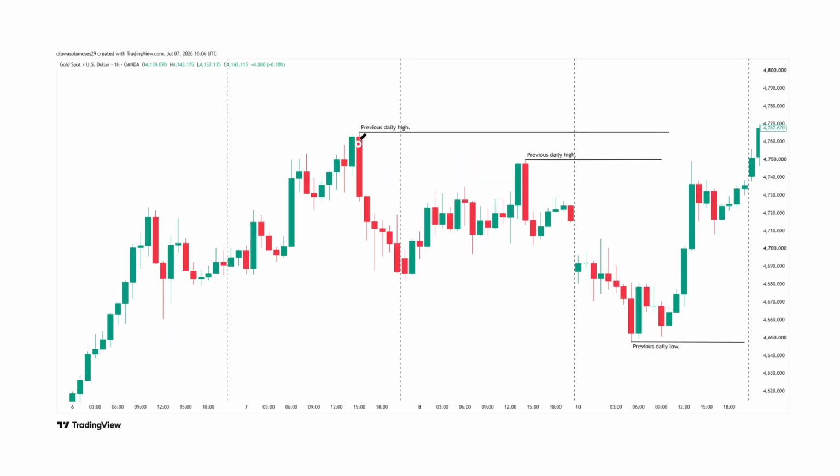So I helped you to actually draw it out. Previous daily high, previous daily high, previous daily low. This is actually a previous daily low, but as you can see, it was taken out here. Some people will buy that. Some people will say, oh, that's a breakout, let us sell. Those that sell are making money. Those that buy are losing money. That's just how it works.